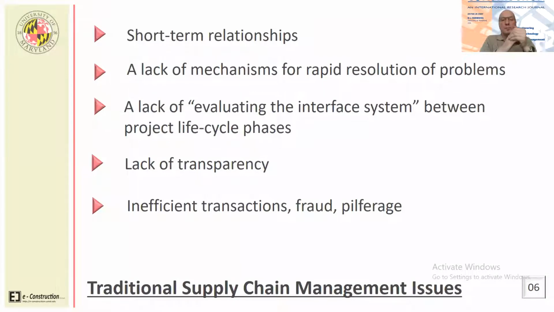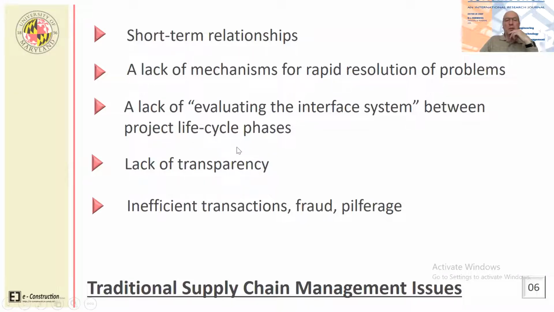We're striving for that. We have mechanisms in the industry that make it happen, but unfortunately in industry practice, it's not always easy. And then we have a lack of evaluating the interface system between project lifecycle phases and that sometimes creates a situation in which errors committed on one project get repeated, unfortunately, on future projects as well. This is more or less a knowledge management issue, but it becomes quite acute when we have to repeat the same mistakes.